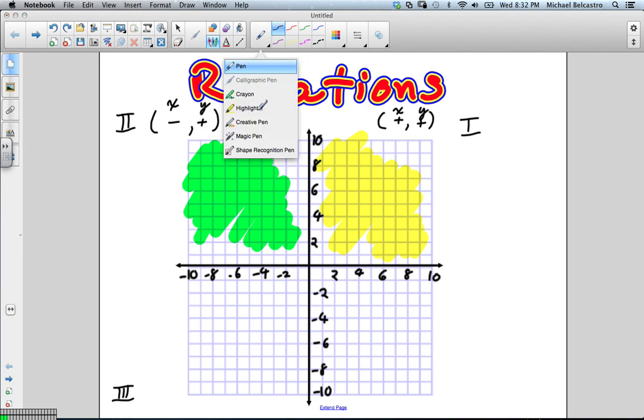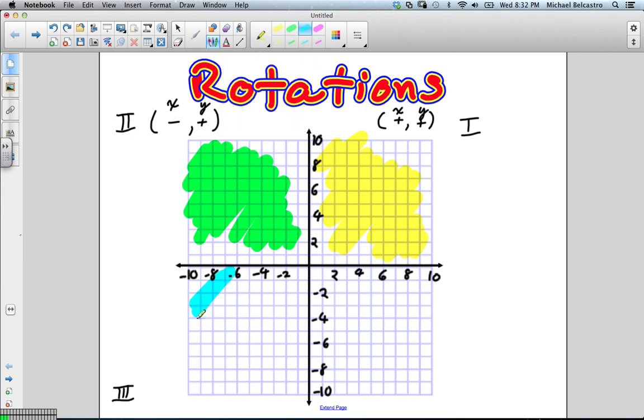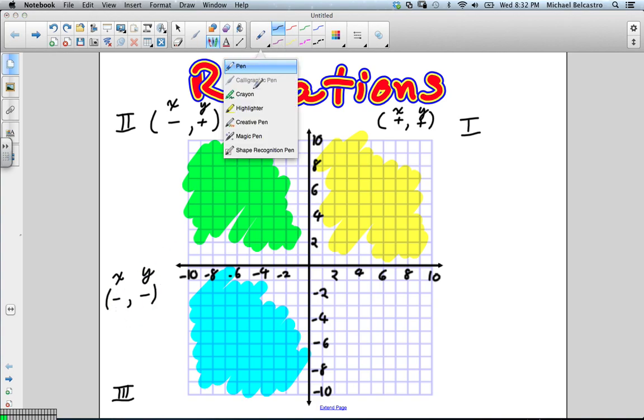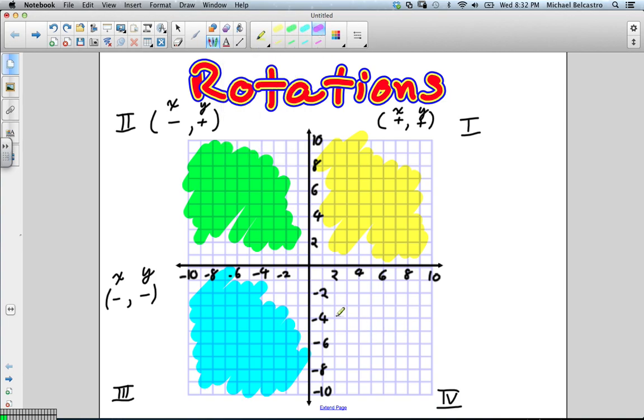Underneath that, we're going to call quadrant 3. I'm going to highlight that in blue. And x and y values, what are they? Negative and negative. That's right. The x is negative and the y is negative in that quadrant. And that leaves us with quadrant number 4. I use Roman numerals. You okay with that? Yeah. Okay.